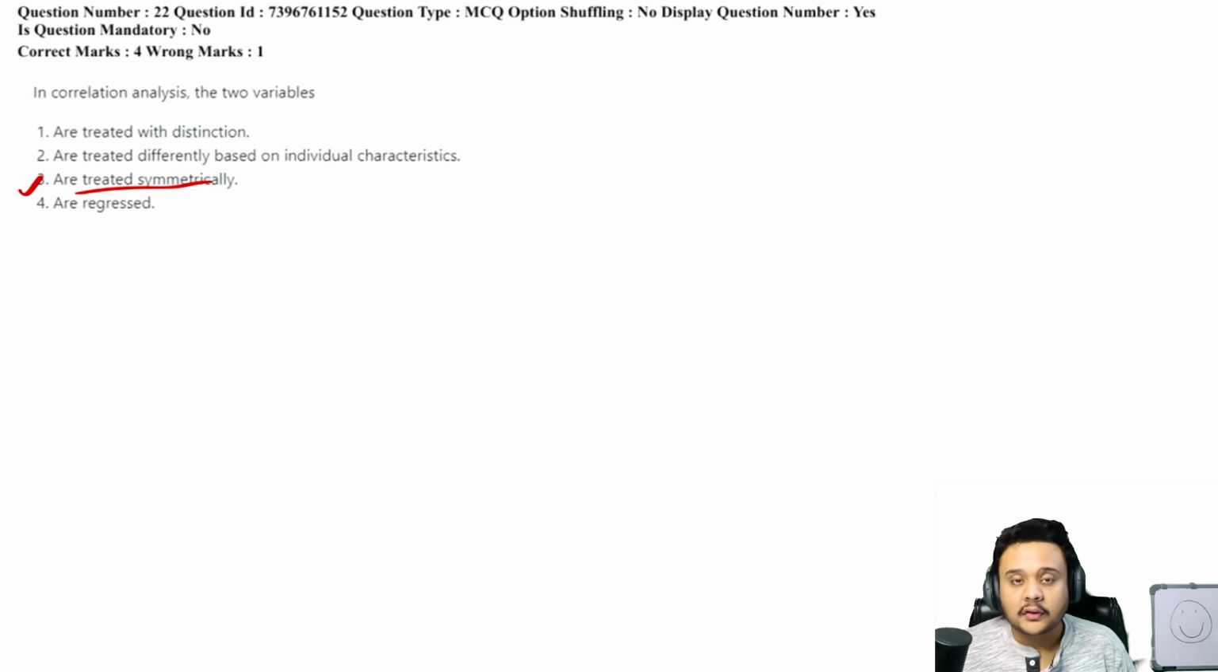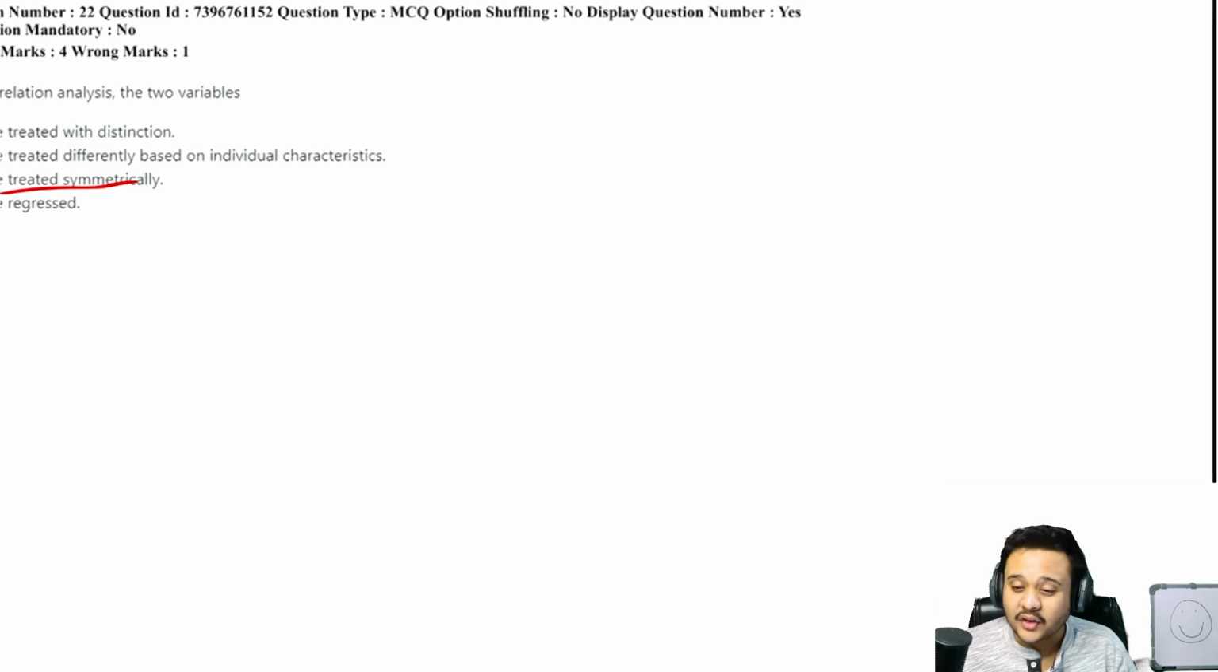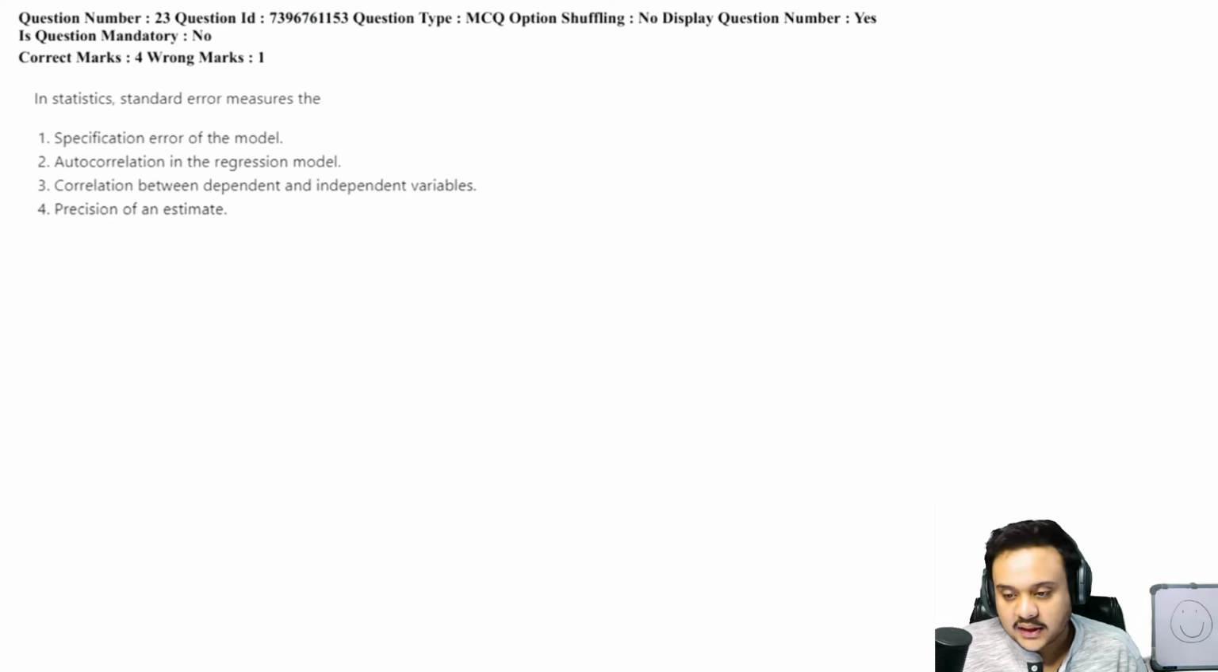So do all of the theoretical parts. The numericals are not asked, and if they are asked, they are very basic. So try to cover the basics as much as possible. This is a fairly easy question. If you just look at the options, you can directly use them to get to the answer. So, specification error of the model, autocorrelation in regression model, correlation between dependent and known, the precision of an estimate.